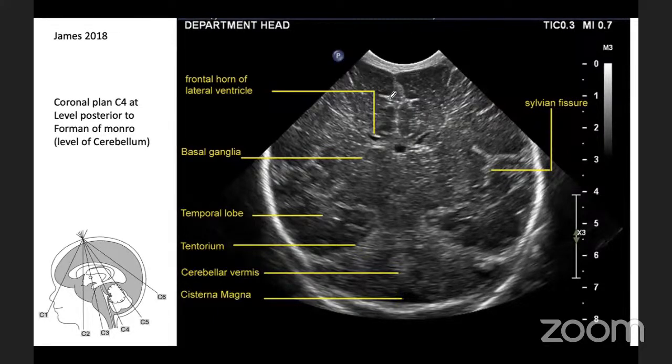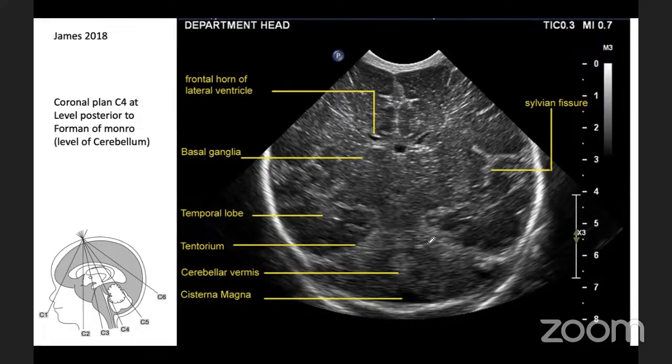In this structure, from top to bottom, you will see the frontal horns of the lateral ventricle. This is the basal ganglia. This is the septum pellucidum. Third ventricle not appreciated here. Frontal lobes, you can see here.